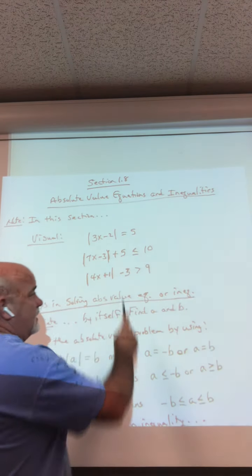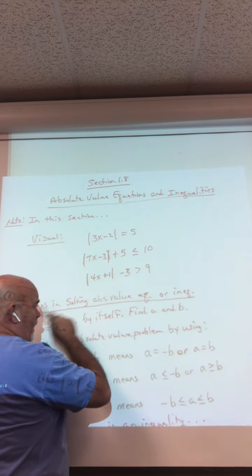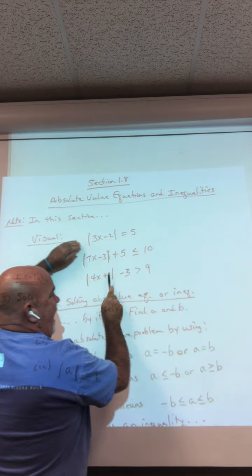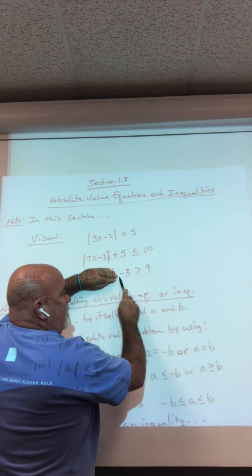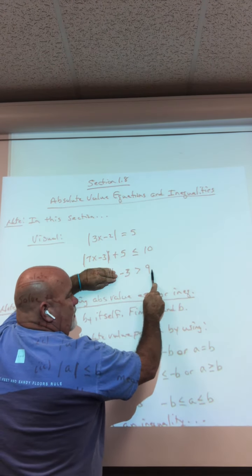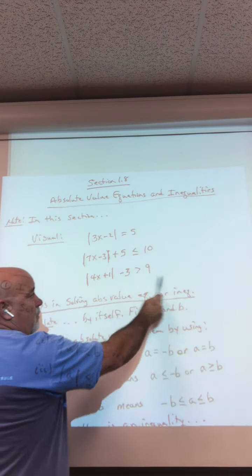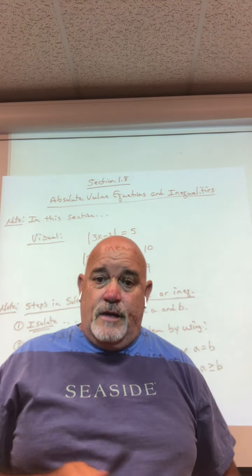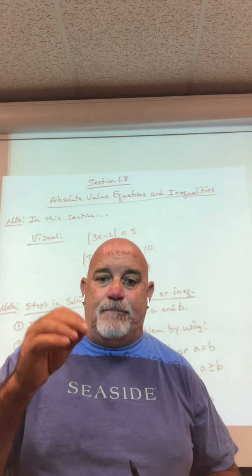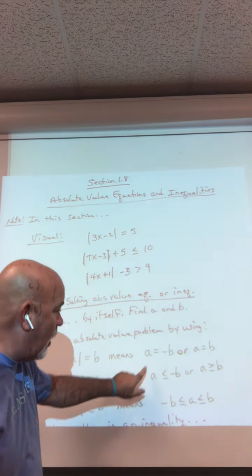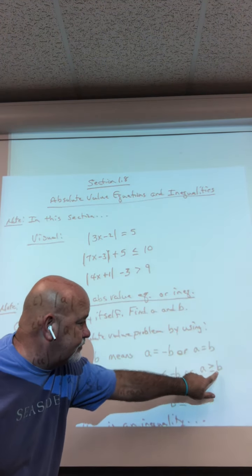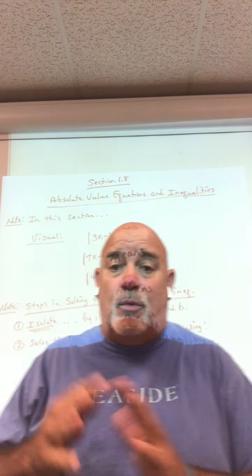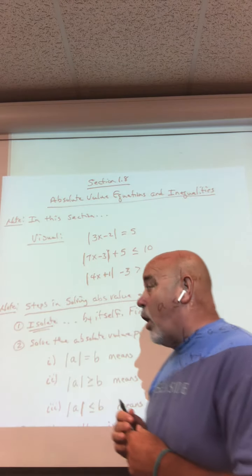Same thing here. In this problem right here, A is 4x plus 1. What is B? B is what's over here after you get this by itself. So you'd have to add 3 to both sides. So 9 plus 3. So in this problem, A would be this, B would be 12. So that's how you identify A and B. Then, whatever A and B are, you're going to put them right here.